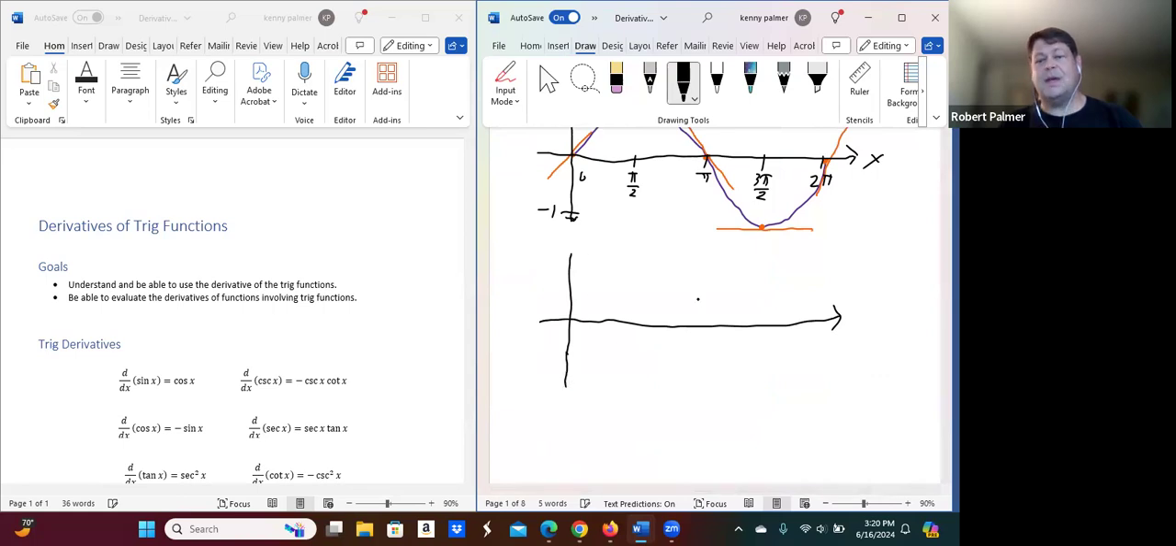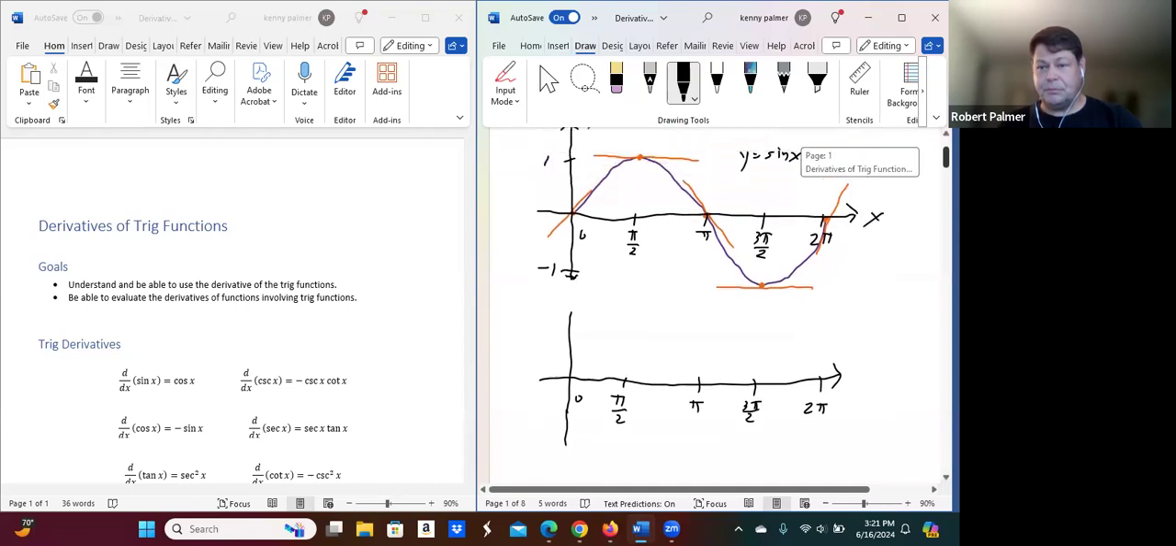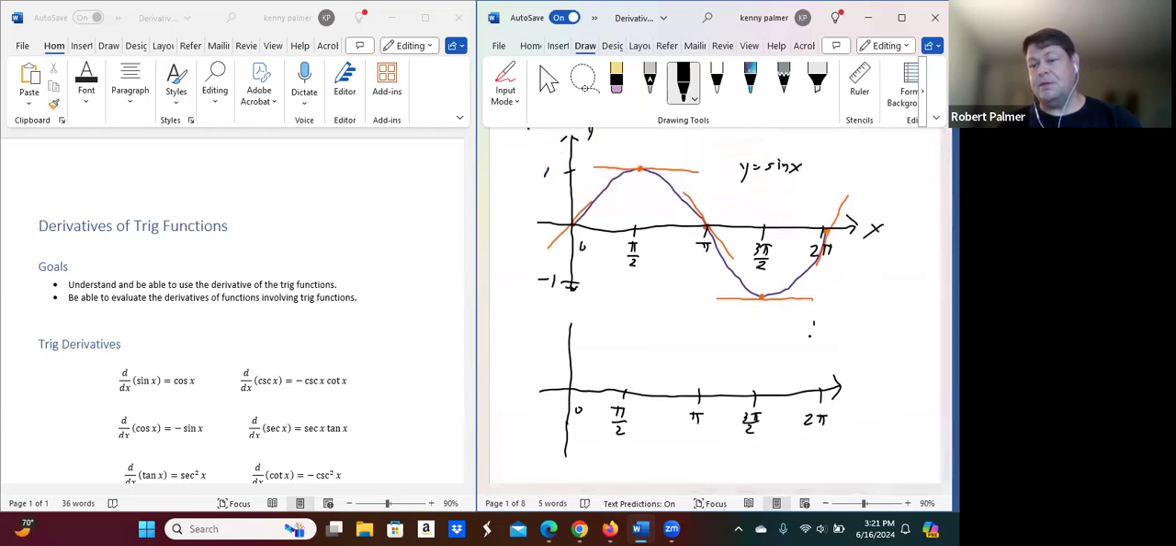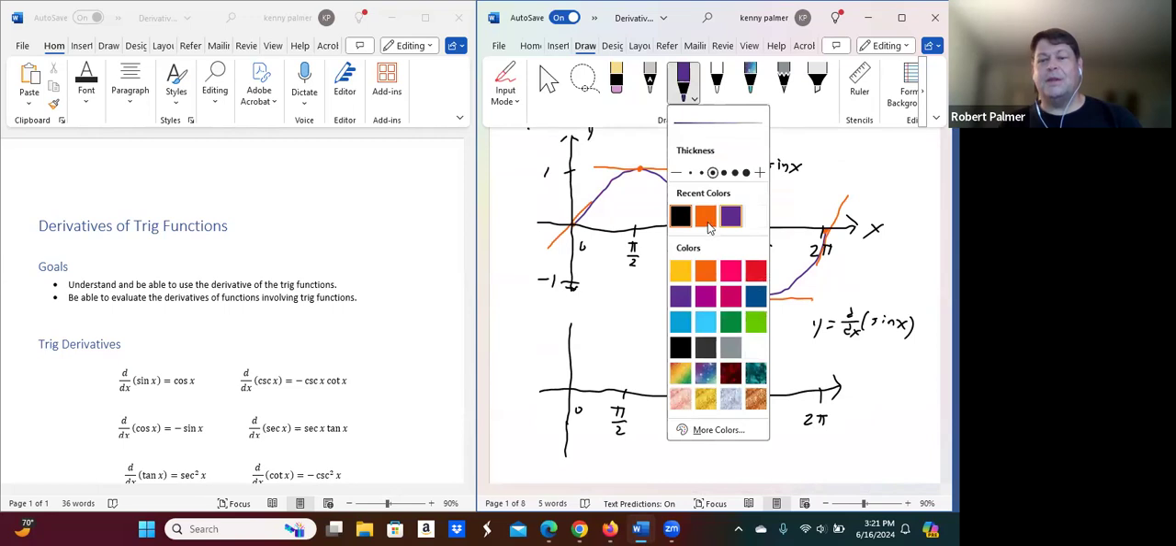Basically, we'll use the same radians. So 0, pi over 2, we try and line them up. Pi, 3 pi over 2, and 2 pi. So in this case, this is going to be y equals the derivative of the sine of x. I'll change to purple again, that's fine. Something different anyway.